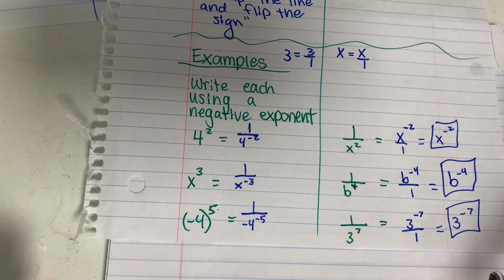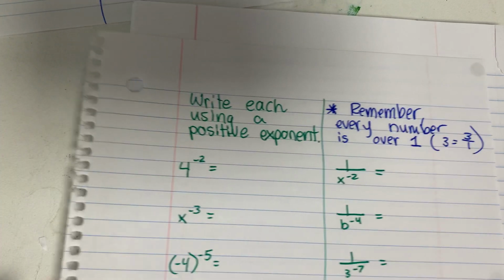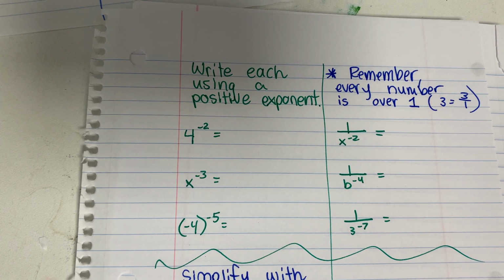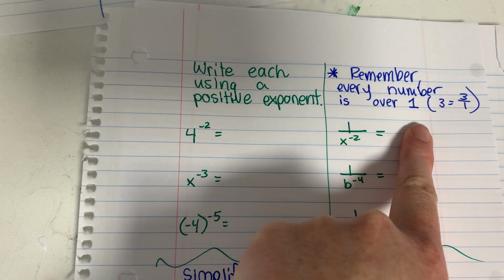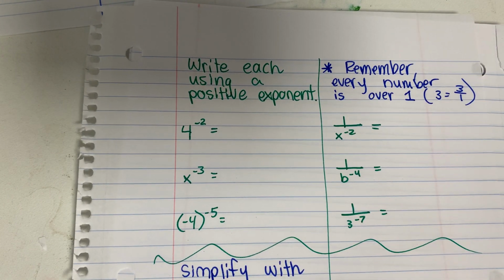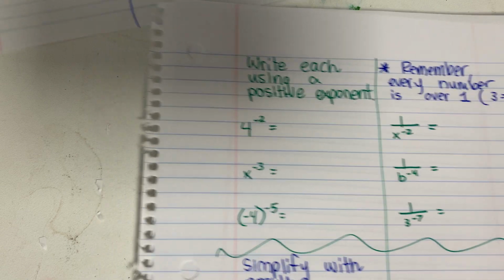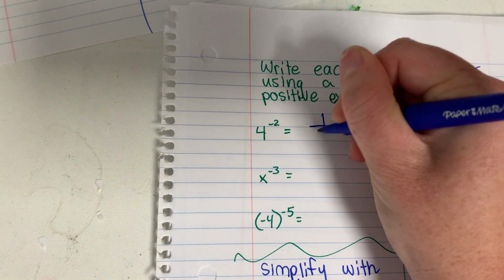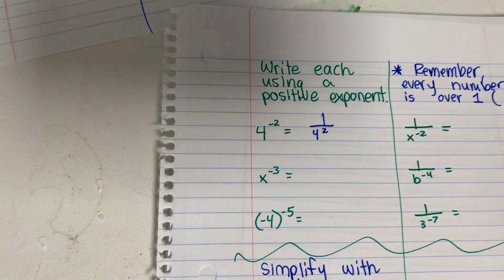Now let's take a look at what happens when we start with a negative number, but the directions tell us to write all our answers in positive exponents. And I wrote it again, every number is over 1. So 3 is the same as 3 over 1. So we're going to do the same thing. We're going to jump that line and flip the sign.